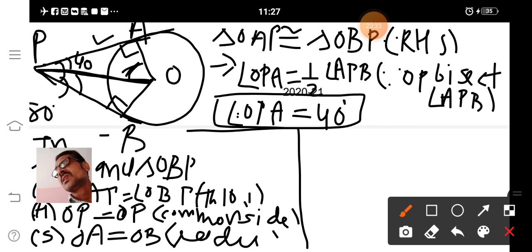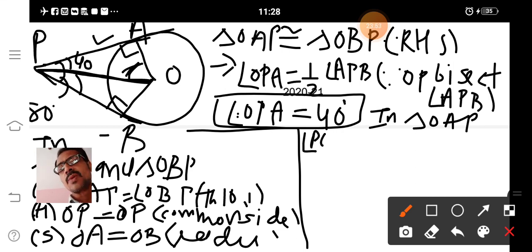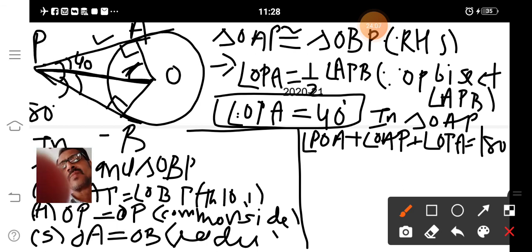Now check it out. In triangle OAP we are having angle A 90, angle P 40, and we want O. So simple, we can apply the angle sum property. In triangle OAP, angle POA plus angle OAP plus angle OPA equal to 180 degrees. What reason are you going to write over here? Angle sum property. Don't forget to write the reason of angle sum property.